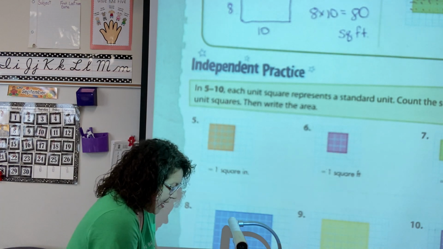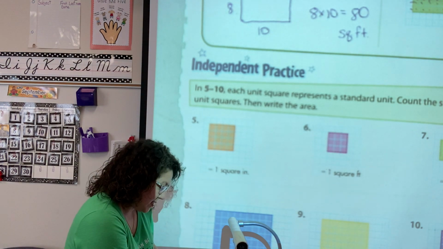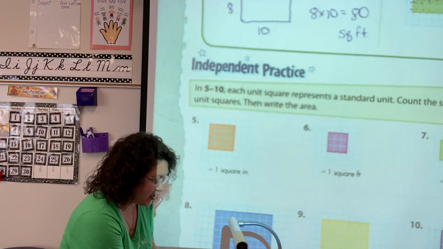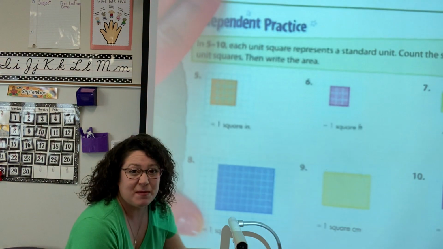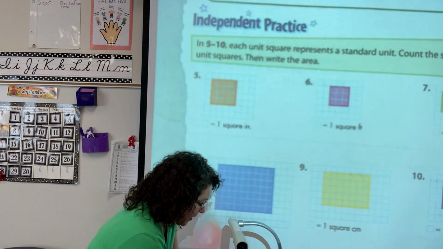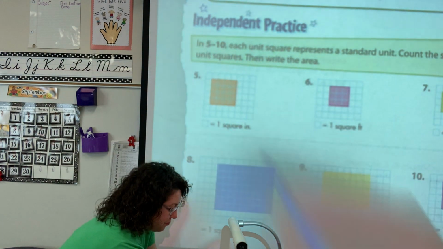So in 5 through 10, it says each square unit represents a standard unit. Count the shaded unit squares, then write the area. Just like what we did on the top. And that seemed to be pretty, you got it. I know you got it. So you can count them.